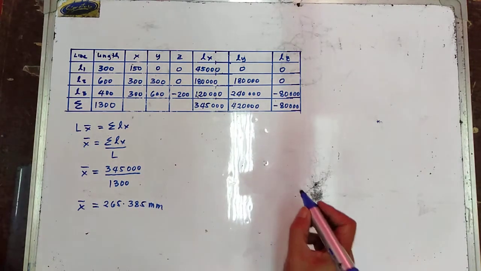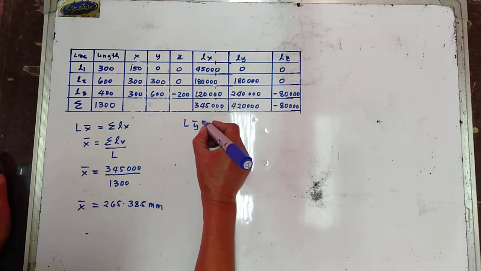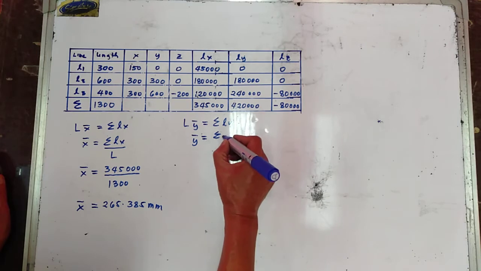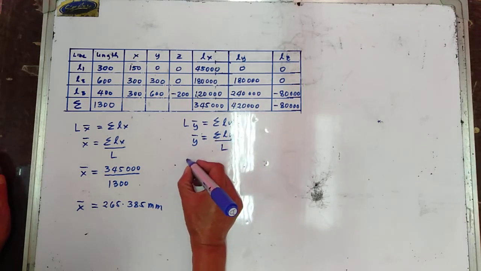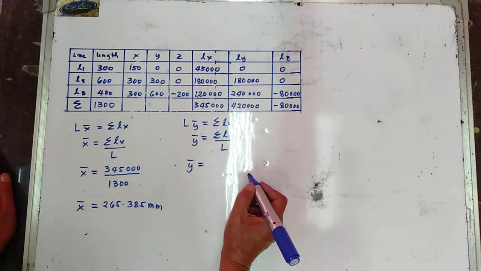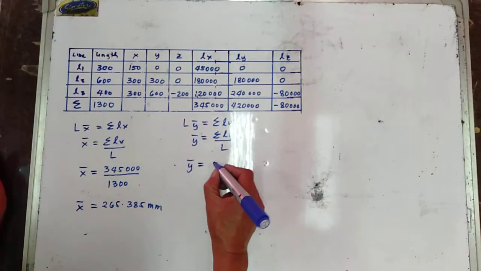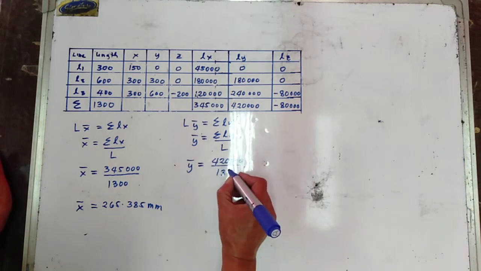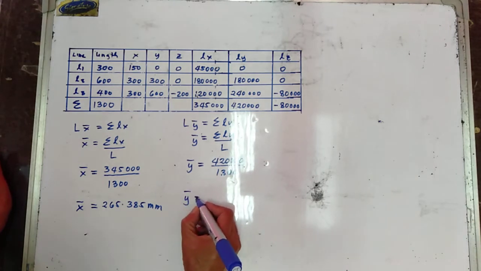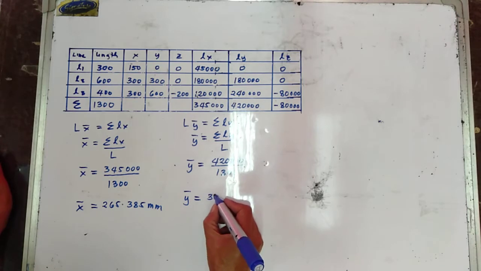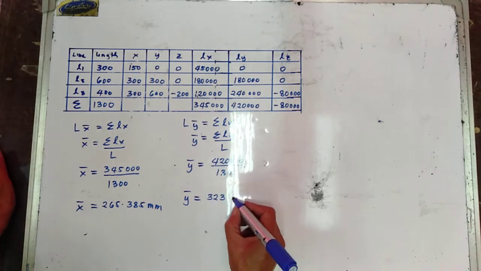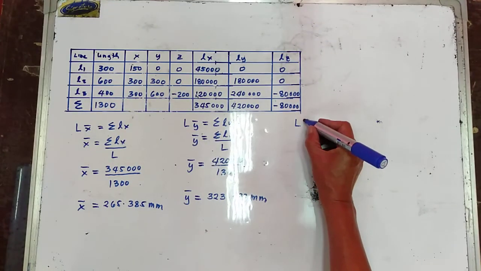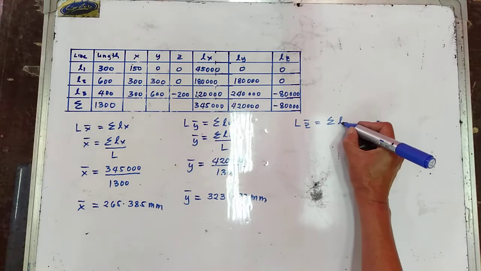Now, your bar y is equal to summation Ly all over the total length. So bar y is now equal to summation Ly, which is 420,000, all over the total length, 1300. So your bar y in here is now equal to 323.077 millimeter.